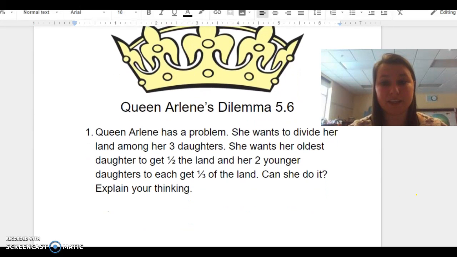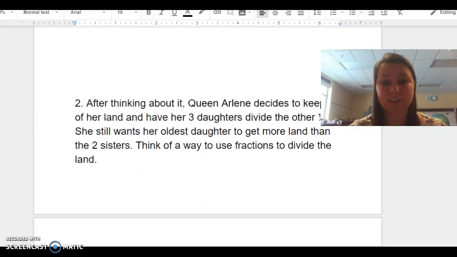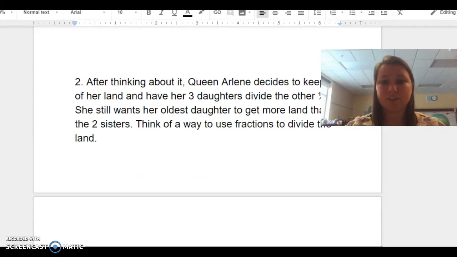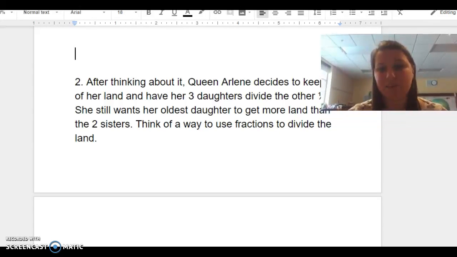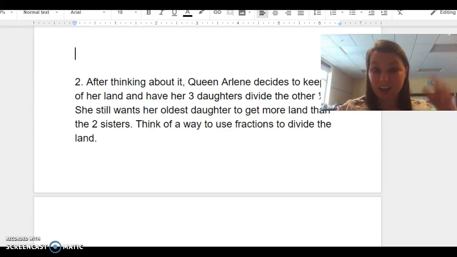So there's still Queen Arlene, and she still has her 3 daughters. Now let's look at the second part. So now, after thinking about it, Queen Arlene decides to keep half of her land and have her 3 daughters divide the other half. She still wants her oldest daughter to get more land than her 2 younger sisters. So I want you to think of a way to use fractions to divide this land. Can she do it? And I want you to explain to me.